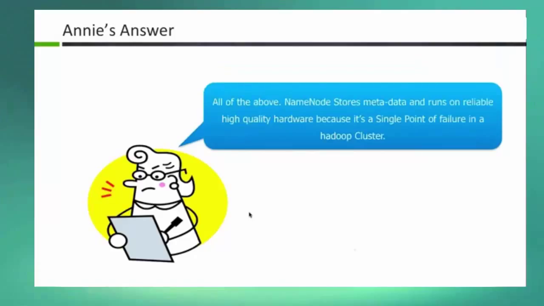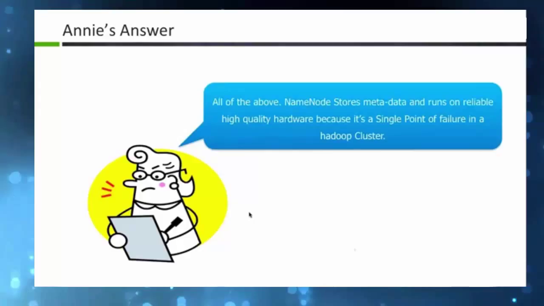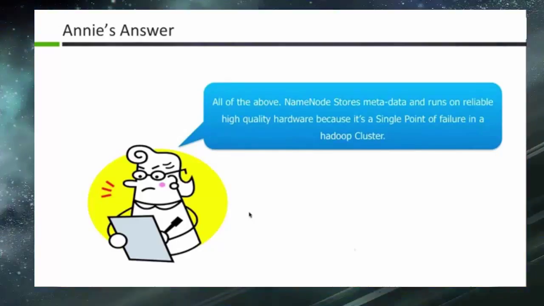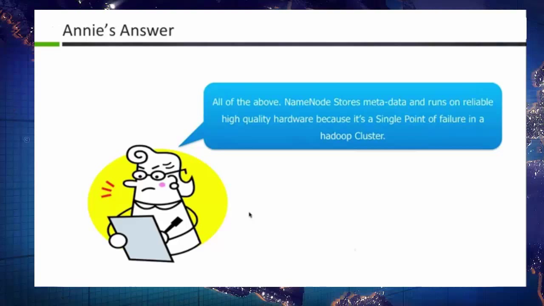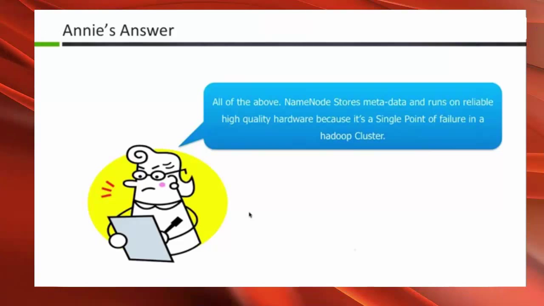Name node stores metadata and runs on reliable high quality hardware because it's a single point of failure in a Hadoop cluster. Okay, Utpal says let us see. Annie, he is actually challenging you. Okay, and Utpal finds Annie cute. Annie is smiling. She doesn't smile a lot. Okay, great. So let's see.